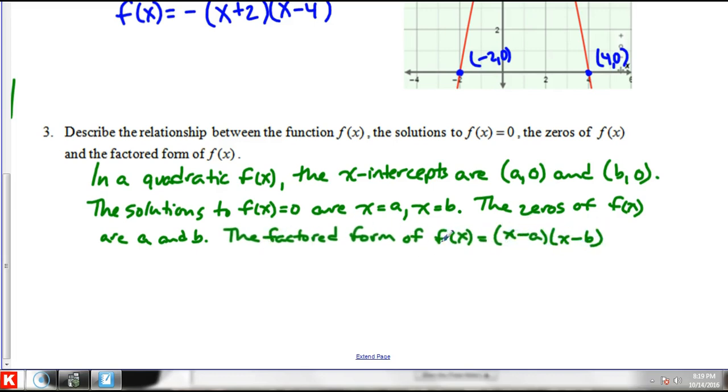And finally, the factored form of f of x is x minus a, x minus b, so that the value of a results in a 0 factor here, and the value of b, subbed in for x, results in a 0 factor there, which would overall result in a 0 for f of x.